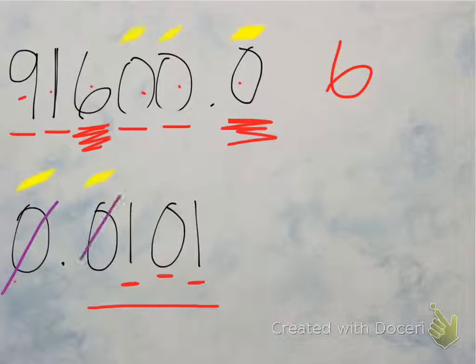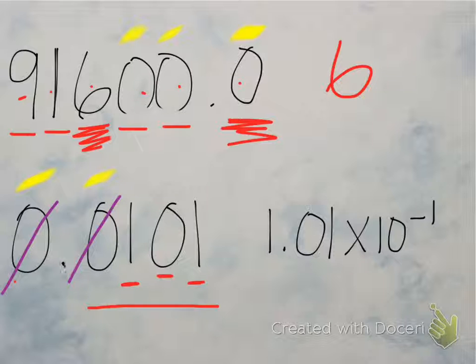And then this guy right here is just a placeholder, because I could rewrite this as 1.01 times 10 to the negative second. I can move that decimal over. That 0 disappears when I write it that way, therefore it is not significant. So going back and counting in this problem here, 1, 2, 3 significant numbers.